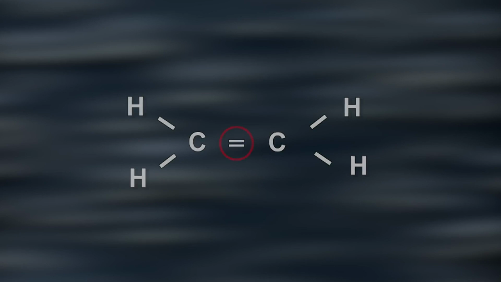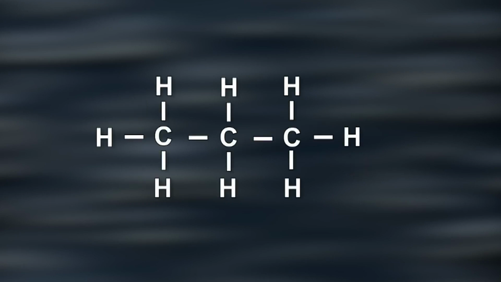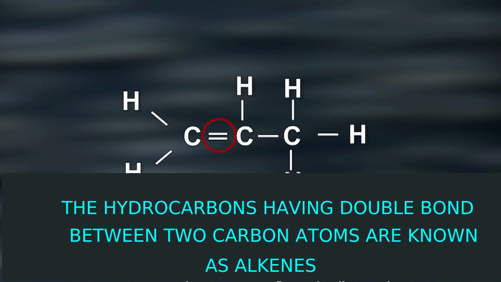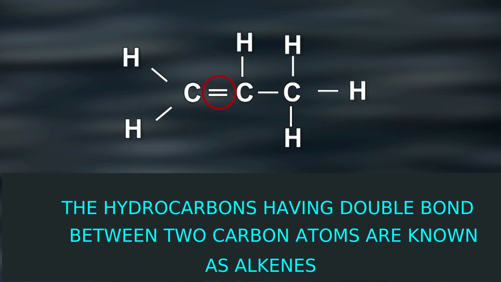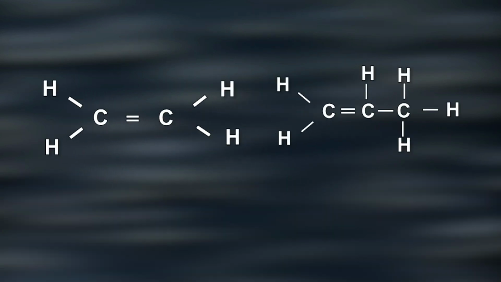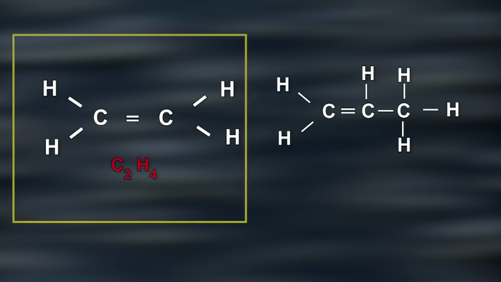Now, note the structure of an alkane having three carbon atoms. Let's examine how the valency is completed when one hydrogen atom each is removed from any two adjacent carbon atoms. Have you noticed the formation of double bond between the two carbon atoms from which hydrogen atoms are removed? The hydrocarbons having double bond between two carbon atoms are known as alkenes.